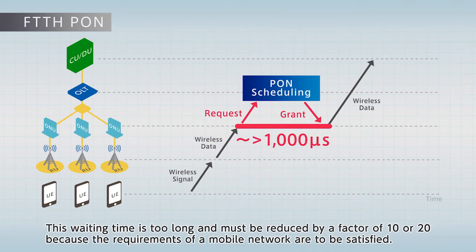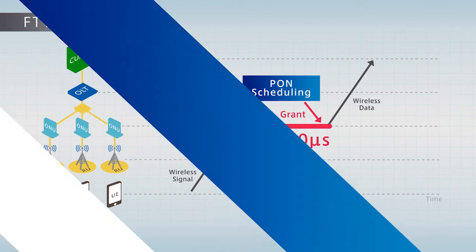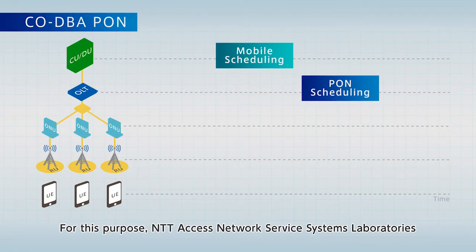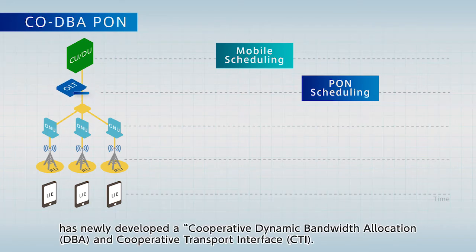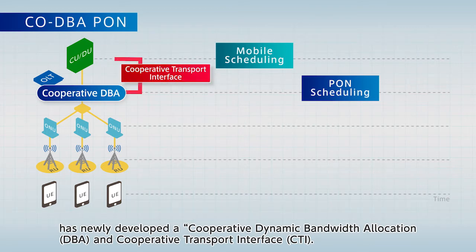This waiting time is too long and must be reduced by a factor of 10 or 20 because the requirements of a mobile network are to be satisfied. For this purpose, NTT Access Network Service Systems Laboratories has newly developed a cooperative dynamic bandwidth allocation and cooperative transport interface.